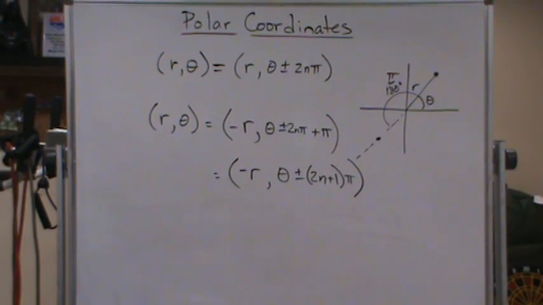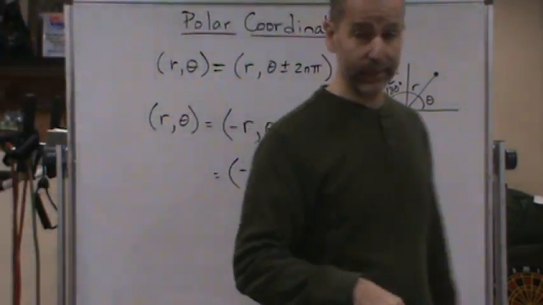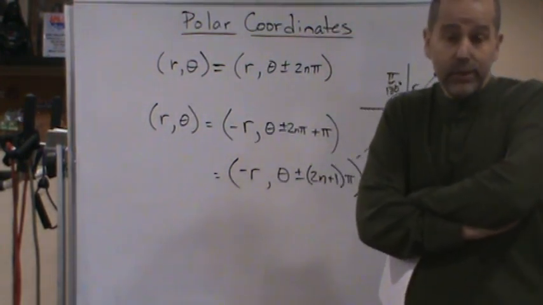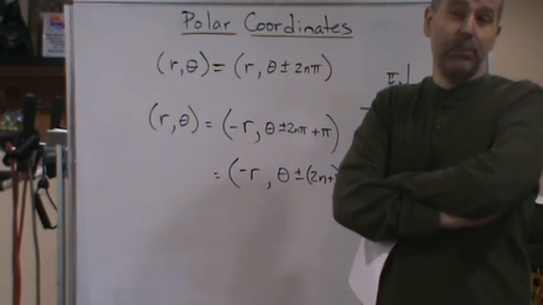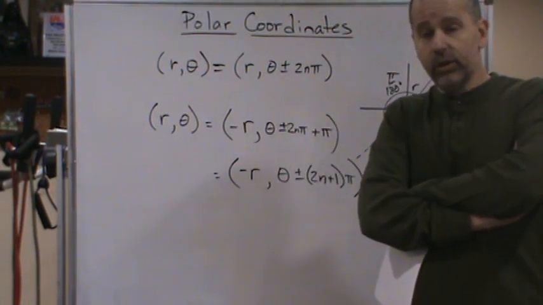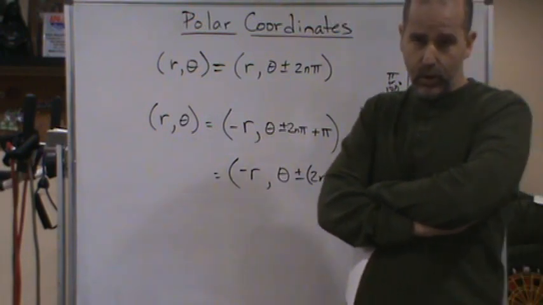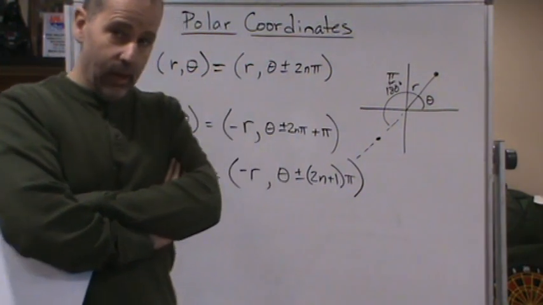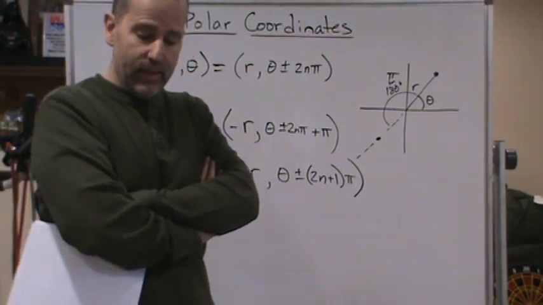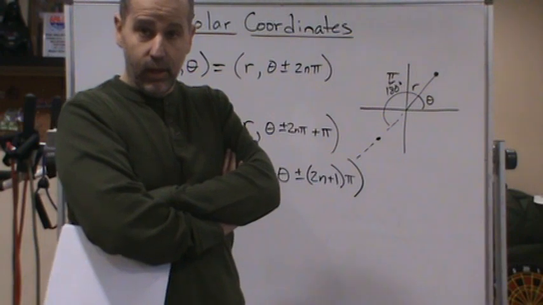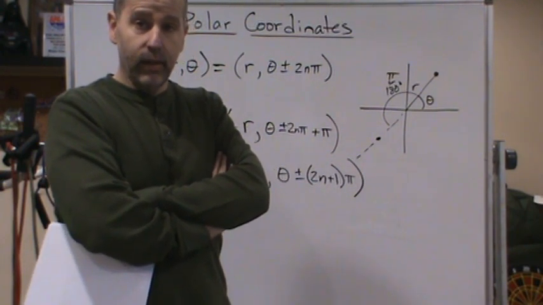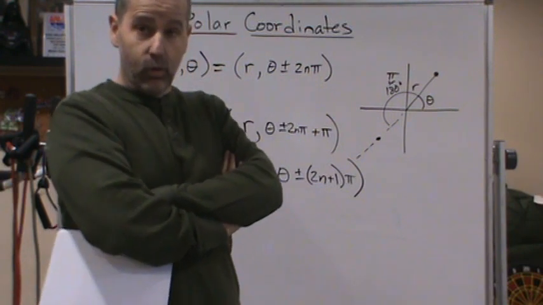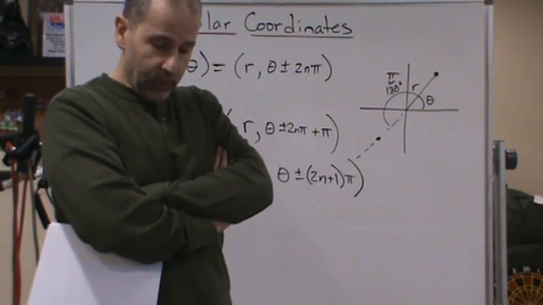Now, unlike in the rectangular coordinate system, where you have one and only one unique way of representing any point in the plane, that is not so using the polar coordinate system. There's an infinite number of ways of representing a point in the polar coordinate system. Unlike in the rectangular or Cartesian coordinate system, where there's only one unique way.